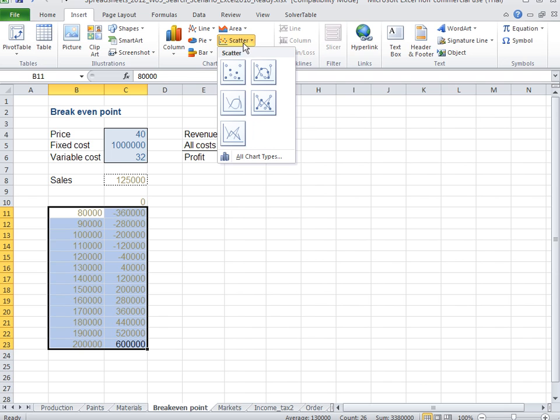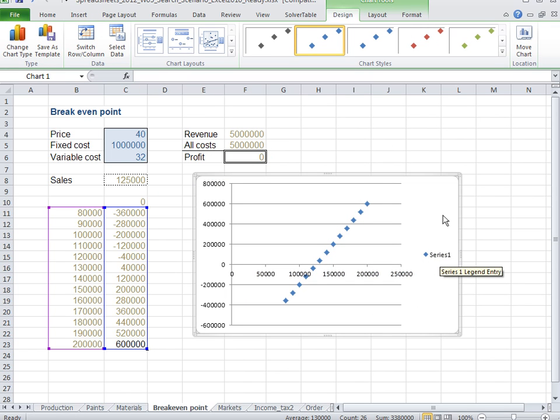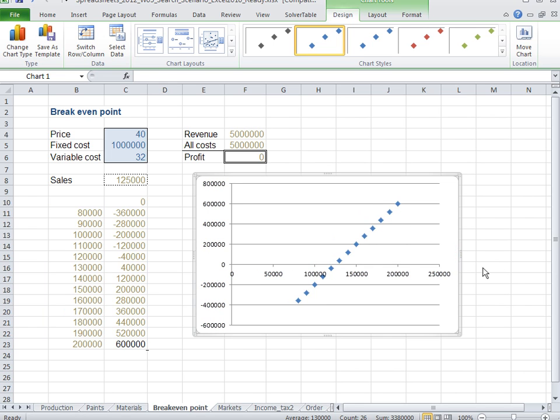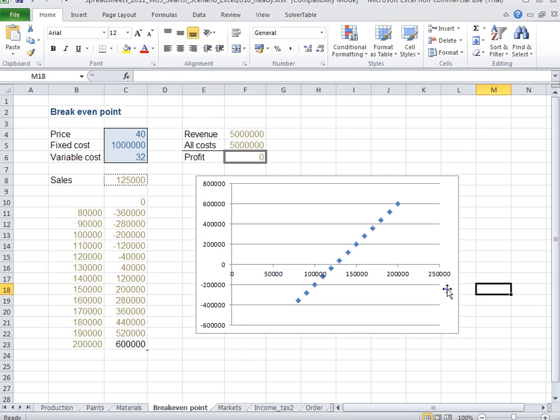And let's take a random type of scatter graph. And here it is. There is no need for that explanation. Let's select it and delete it. And here it is. This is our company moving from losses to profits.